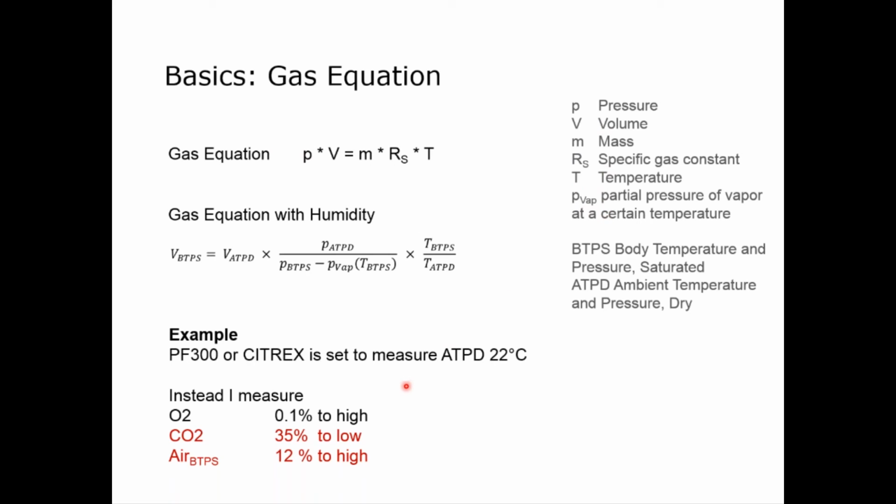Let me give you an example. If Cytrex is set to measure a dry gas at 22 degrees Celsius, and instead I measure pure oxygen, the error is not very big. Instead I measure CO2, the error is very big. If I have another gas standard set, the error can be up to 12%. So again, the effects of gas and the effects of the gas standard can be significant, but they rarely are more than, well, they can reach 10 to 12%, but that's just about the maximum there is. The wrong gas, however, can make a very significant influence.